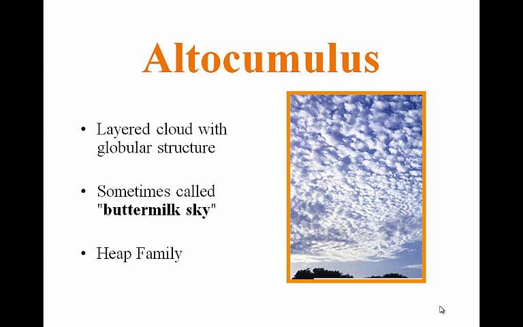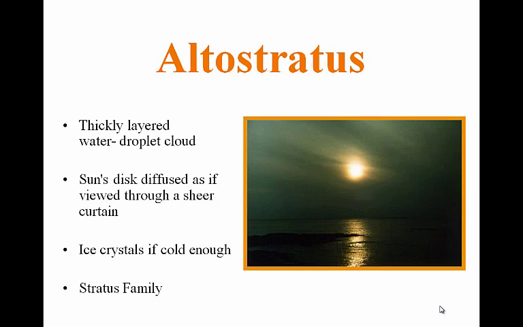The first cloud, altocumulus. These are layered clouds with a globular structure. Sometimes people refer to these as buttermilk skies, and these come from the heap family. Altocumulus clouds are very similar to cumulus clouds, except they are a little bit higher in the atmosphere. Next we have altostratus. These are thickly layered water droplet clouds. The sun's disk is diffused as if viewed through a sheer curtain. They can form ice crystals if the temperature is cold enough and if they're high enough in the atmosphere, and these are from the stratus family.